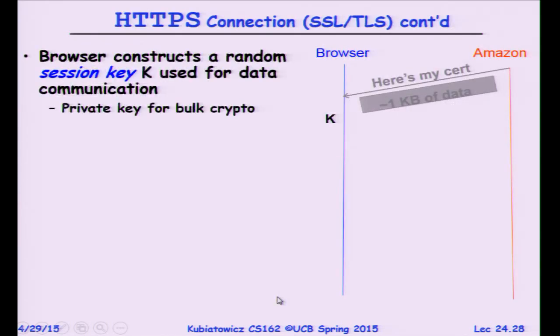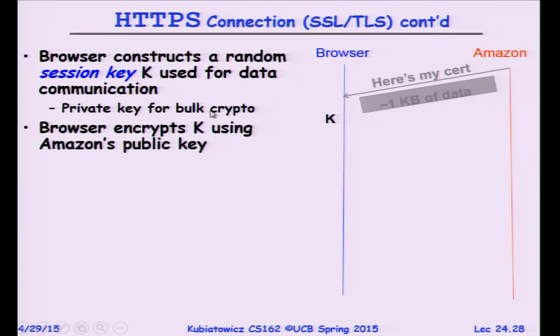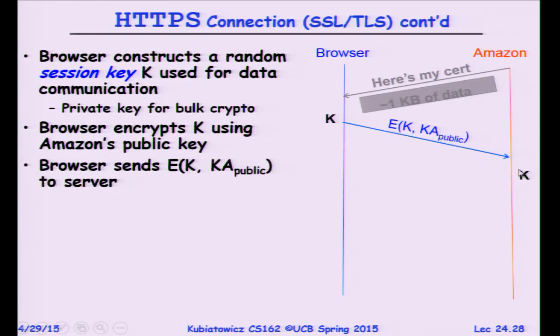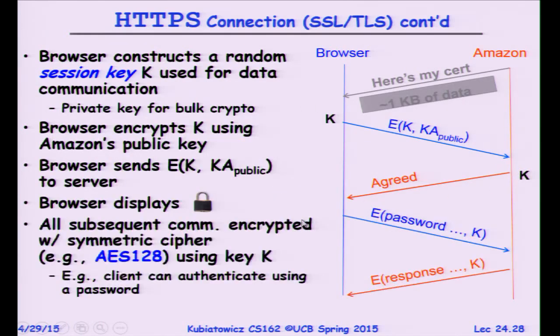So then just to finish this up, Amazon says, here's my certificate. The browser then picks a random key, which is going to be a session key, encrypts it, and sends it to Amazon. Amazon says, okay. And all subsequent things, like even your encrypted password, which we were just talking about, are now encrypted with this session key K. So all of this communication is encrypted and safe. Notice that we've used the public key encryption both to prove that we're talking with Amazon and to generate a symmetric key that we then use for all future communication. Right?